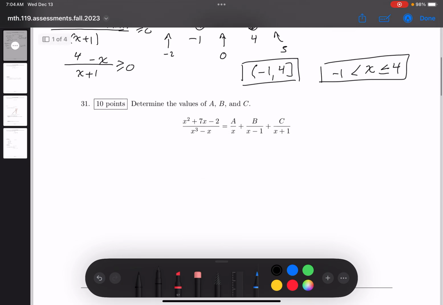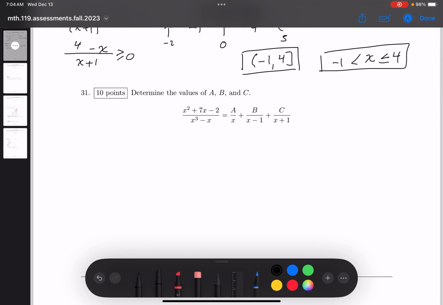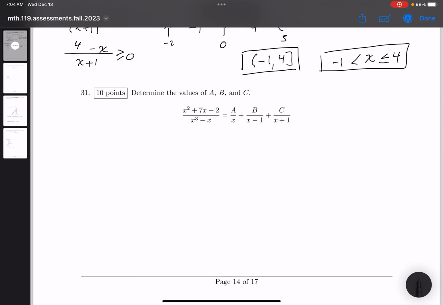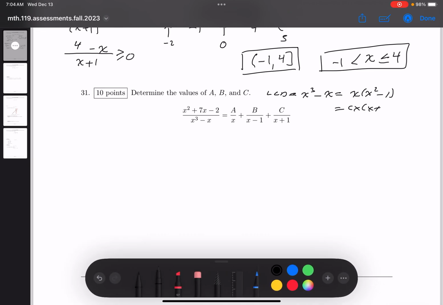All right, number 31. Number 31 is determine the values of A, B, and C. My recommendation is to multiply both sides by the LCD. The LCD, I'll write this over here for you, is x cubed minus x, or you can write down x times x squared minus 1, or you could write down x times x plus 1. Whoops, let me get my eraser out again.